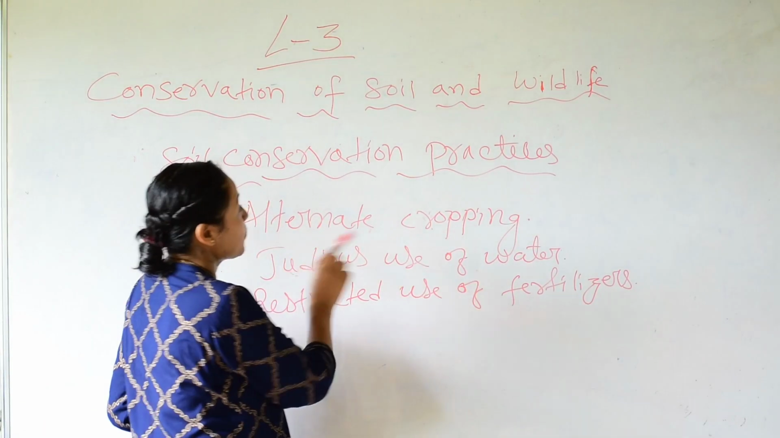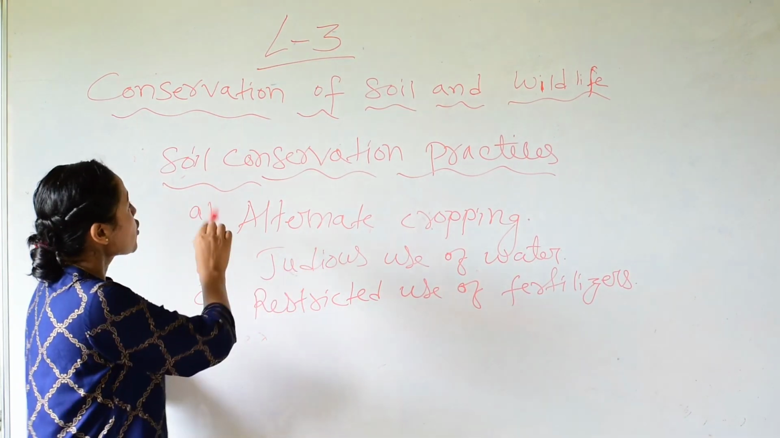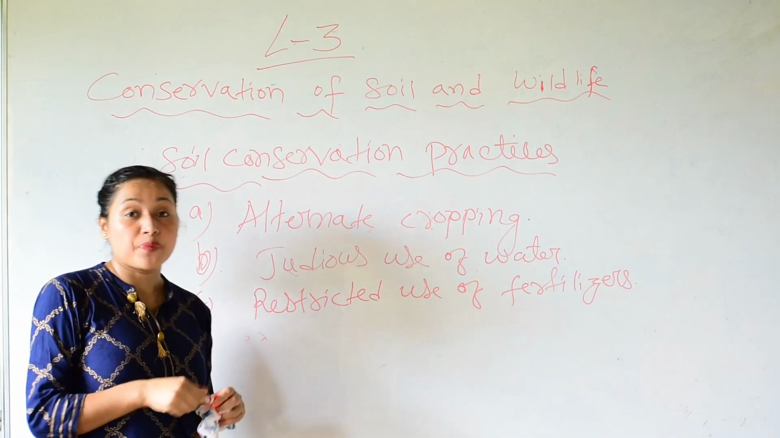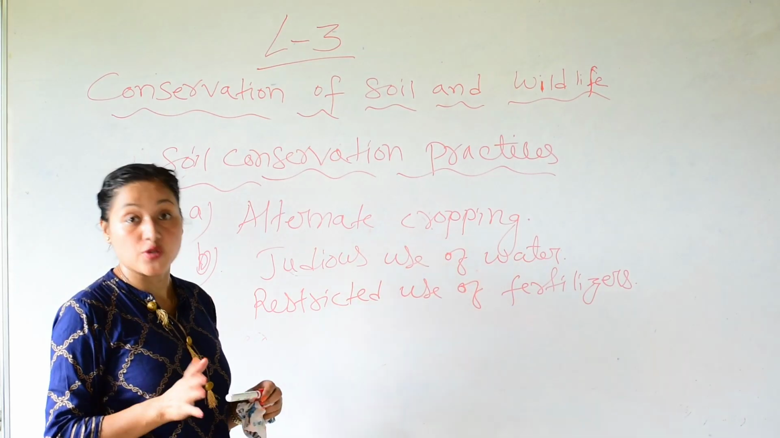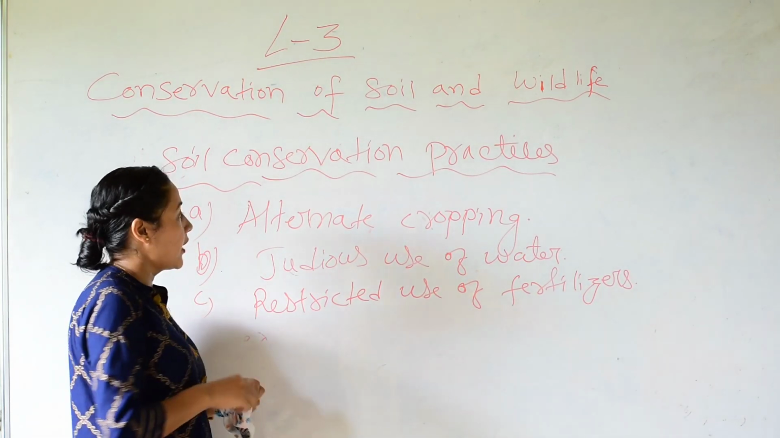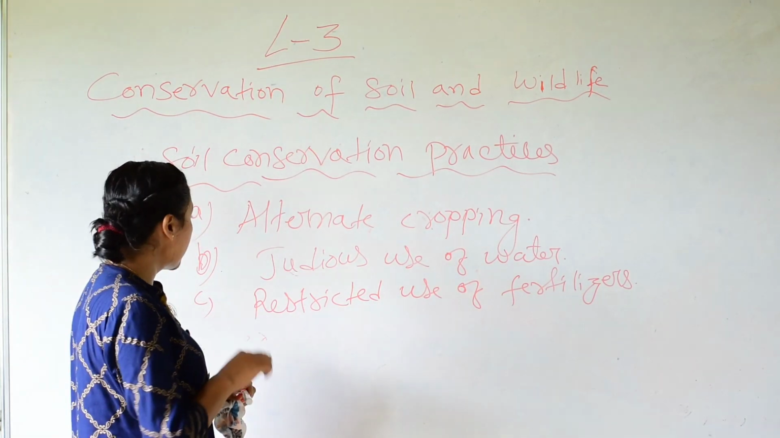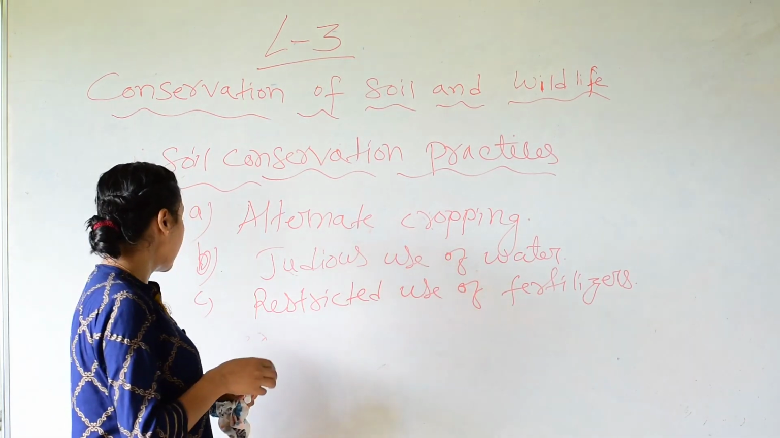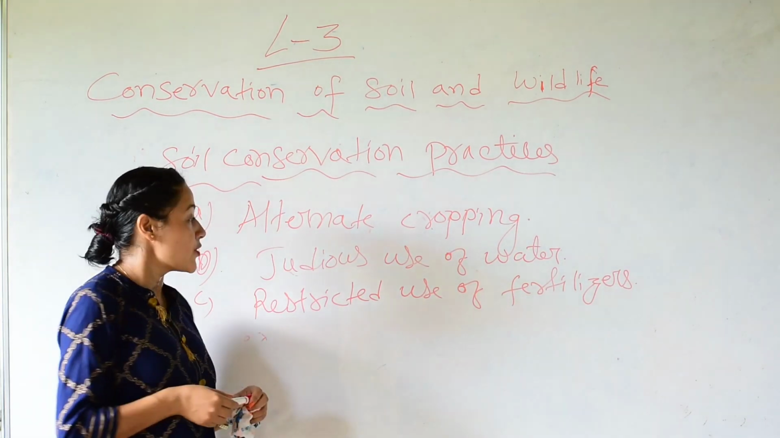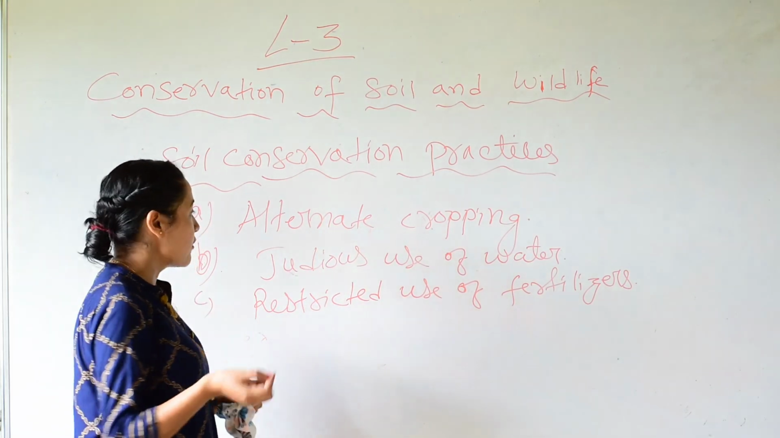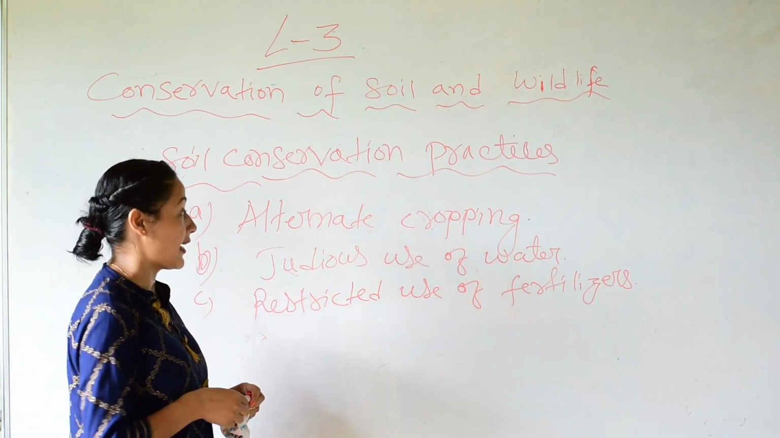Now the third point from our lesson, soil conservation practice. There are some practices that we have to follow in order to protect our soil. A, bracket A, alternate grouping. B, judicious use of water. And then the third, that is C, bracket C, restricted use of fertilizer. Let me give you some little hints of these 3 points again.